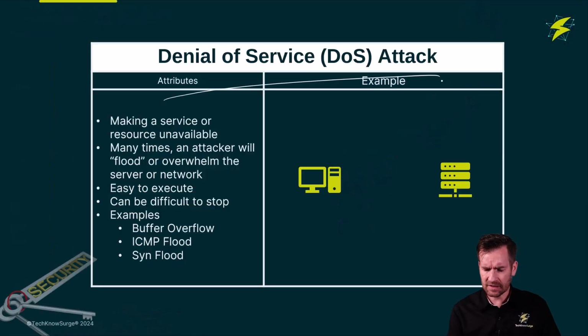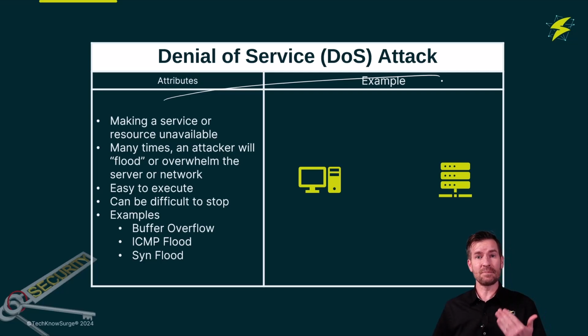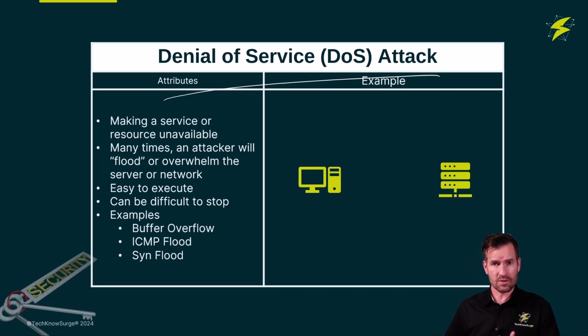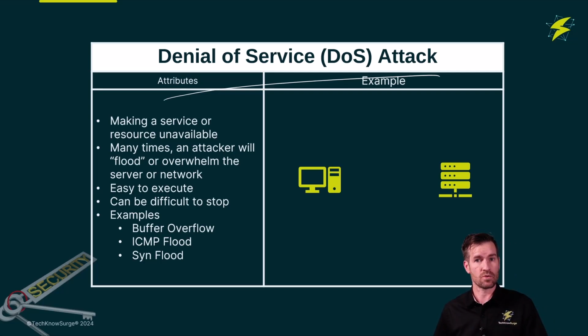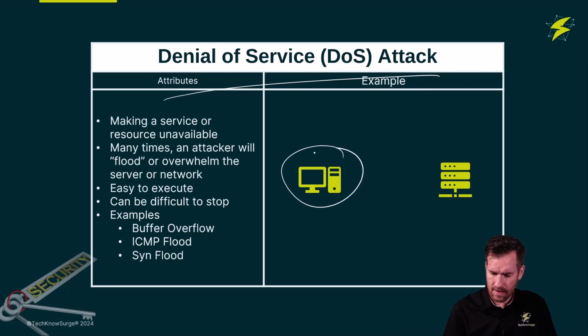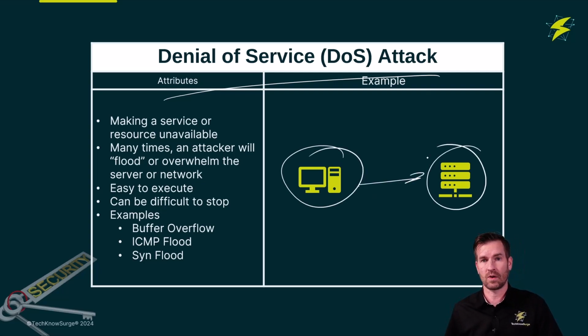A denial of service attack is when an attacker is attempting to make a service or a resource unavailable to legitimate users. And this can come in a lot of different forms. But one example is when an attacker tries to overwhelm that resource. For example, this computer right here is trying to overwhelm this set of servers. Let's say this is a web server.